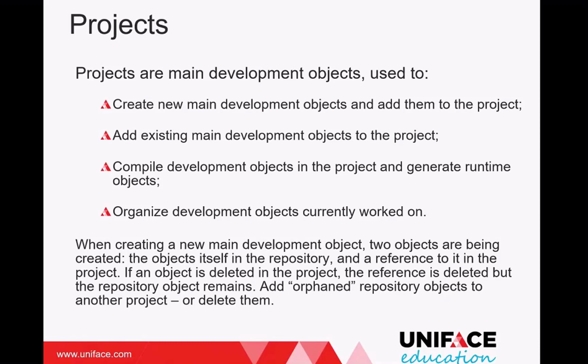The text at the bottom here says you should add orphaned repository objects to another project or delete them. That's slightly misleading text because it makes it sound like orphaned repository objects are a problem. Well, the way to actually read that is orphaned repository objects are just things that are not being worked on at the moment. When you are ready to work on them, you just add them to a project and work on them, and that's all it means.